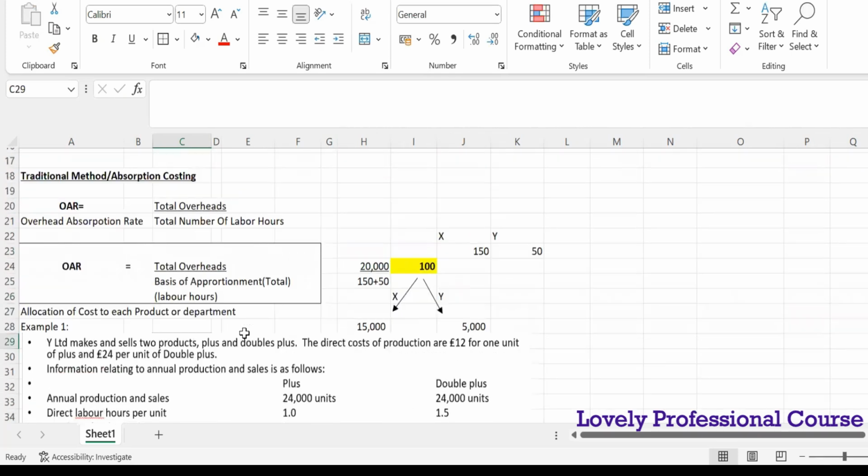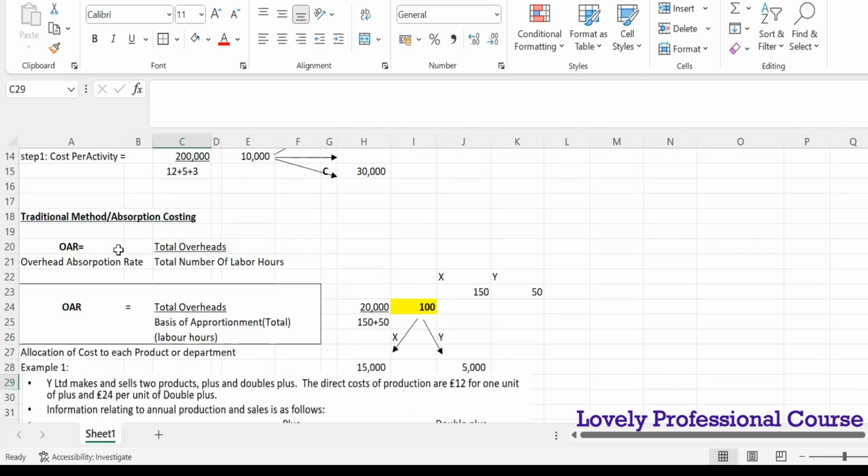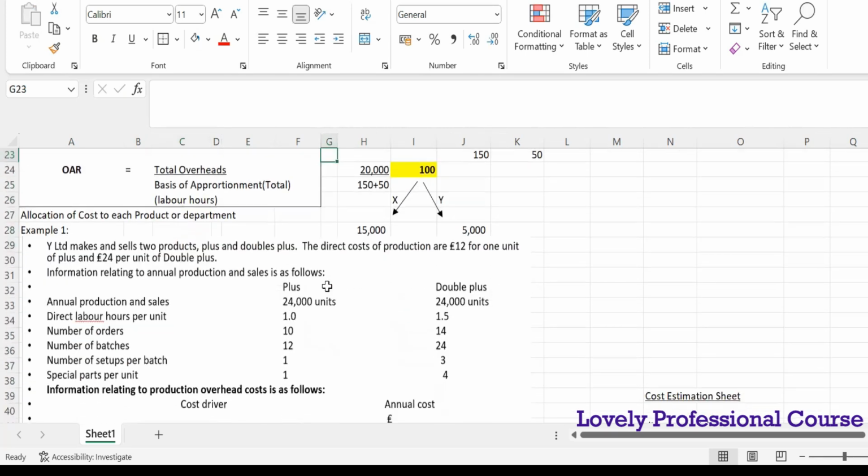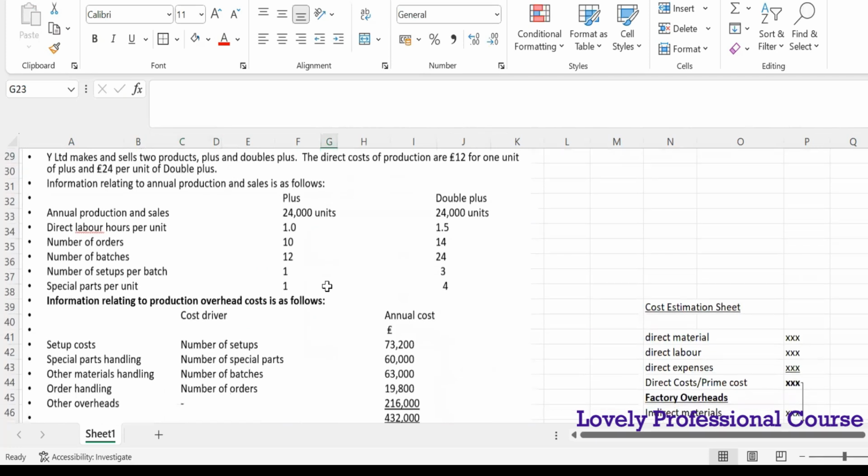Now, I said again, we use this absorption costing to account for overheads, not to apply it to direct cost, because direct cost does not need to be allocated because it is direct. It is allocated to the business, to the product, or to the cost center. So we apply it to overheads. Please, I can repeat this until you understand.